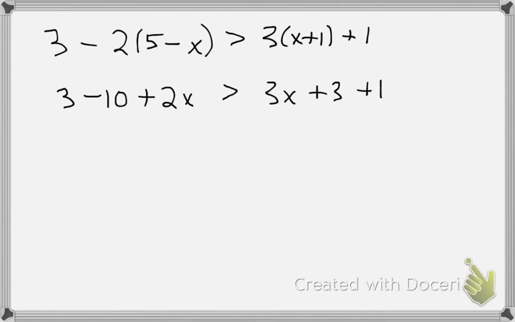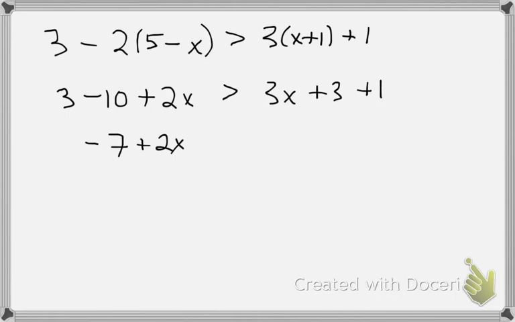Stays the same. You guys on board? What comes up next? Combine like terms. All right. What are my like terms on the left? 3 minus 10, what's that going to give me? So negative 7 plus 2x.